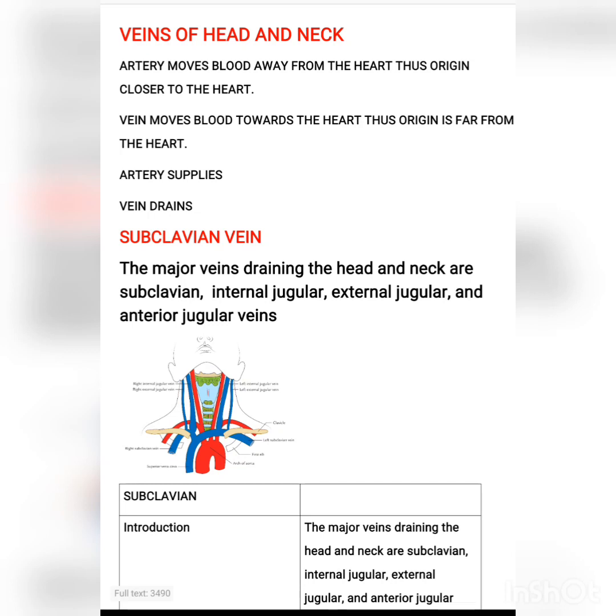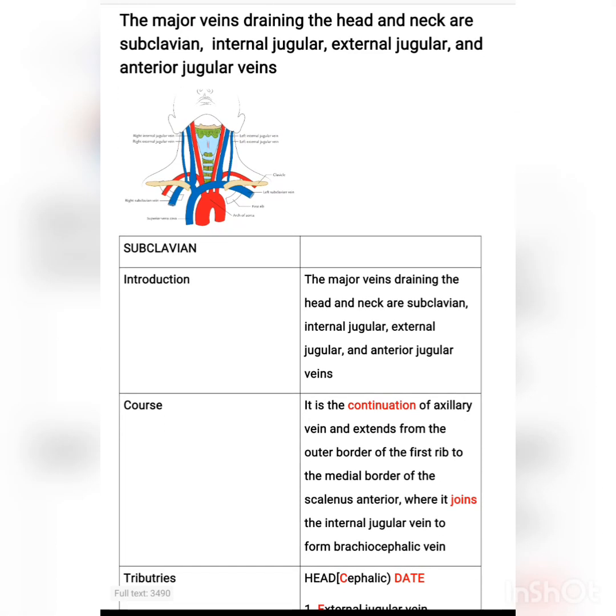Now, we'll start by saying that the artery moves blood away from the heart, thus the origin is closer to the heart, while the veins move blood towards the heart, thus the origin is far from the heart. The artery supplies while the vein drains. Now, the major veins draining the head and neck are the subclavian vein, internal jugular vein, external jugular vein, and anterior jugular vein. So the subclavian vein is part of the major veins draining the head.